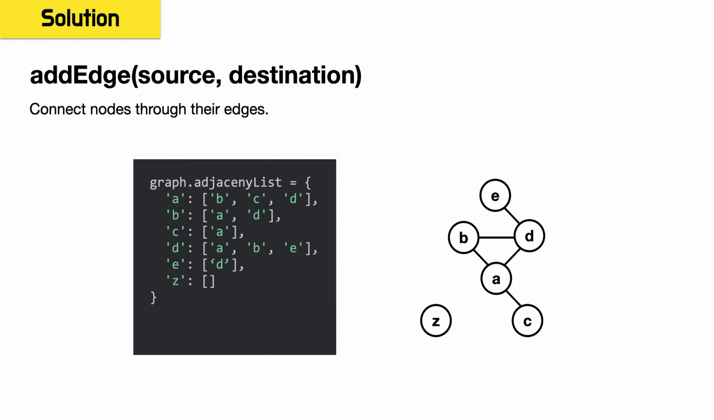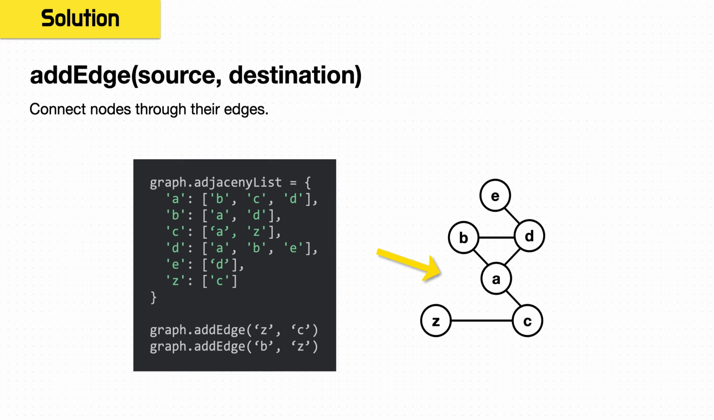Now we want to connect this node with other nodes by calling the add edge function. So we're going to connect Z with C. And since our graph is undirected, we add the connection both to C and Z. So we have this edge between these two nodes. Now we're going to connect B and Z. We do the same again. Now we add this connection in our adjacency list.